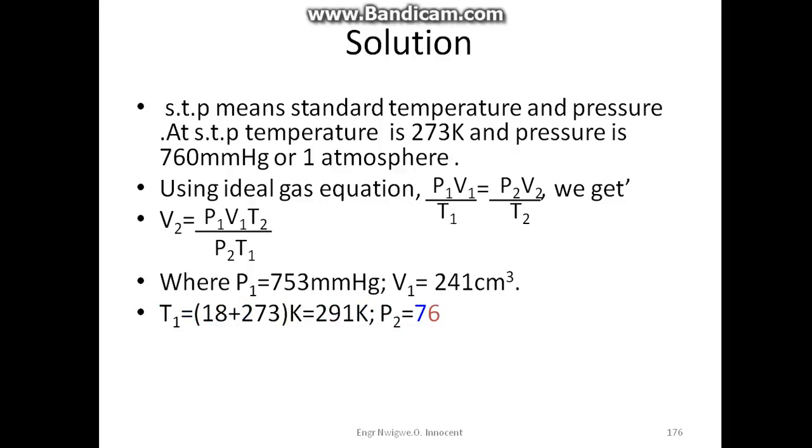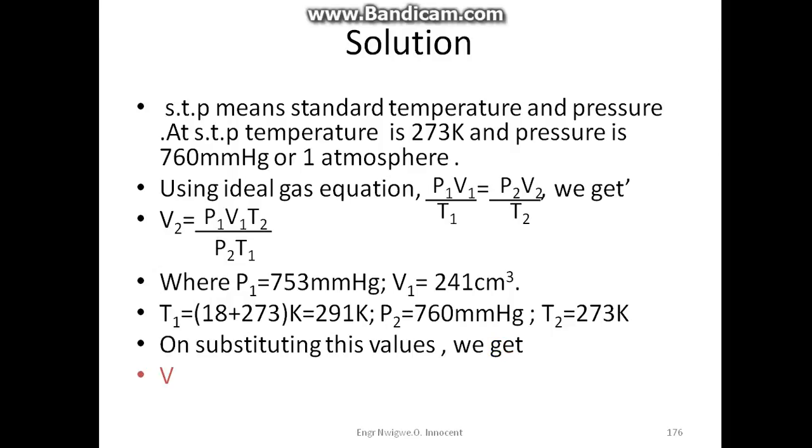T1 equals 18 plus 273 Kelvin, which will give us 291 Kelvin. P2 equals 760 mm of mercury. T2 equals 273 Kelvin. On substituting these values, we get V2 equals 753 times 241 divided by 291 times 273 divided by 760, which will give us 224 cm cube.